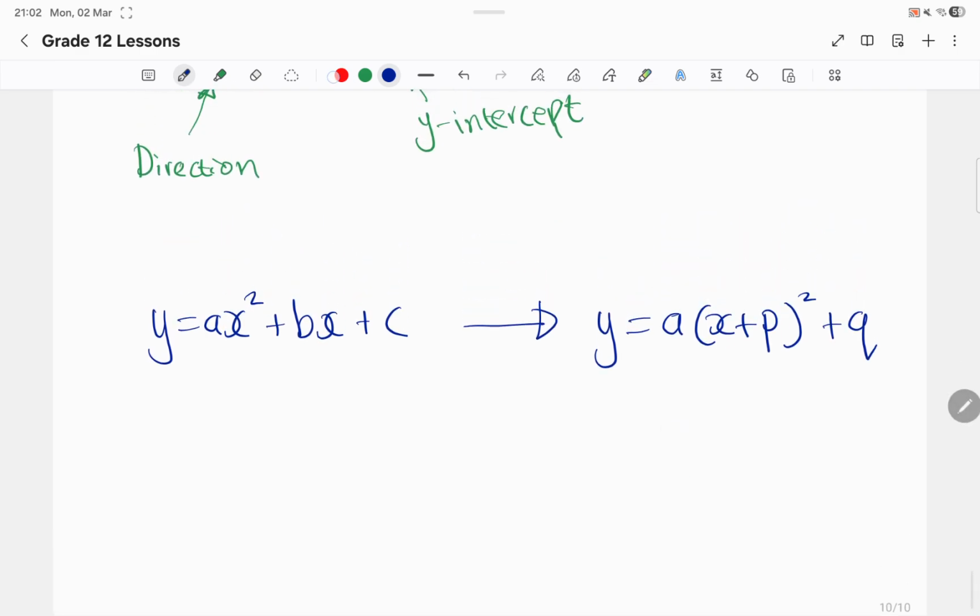Let's talk about the values of P and Q. The value of P means your horizontal shift, right? And the value of Q here talks about the vertical shift. That's the value of Q. The value of Q is the vertical shift, right?